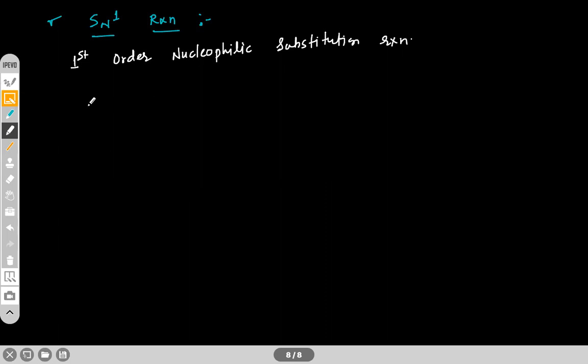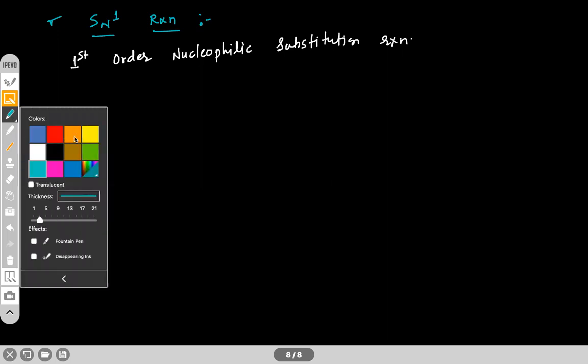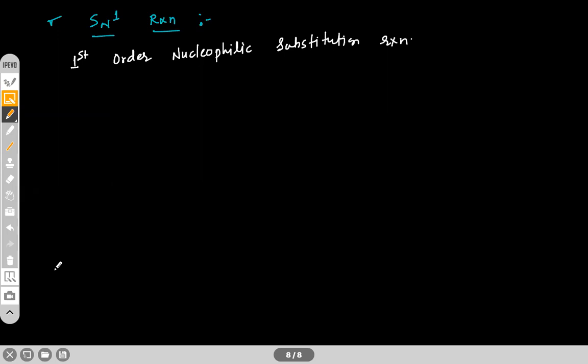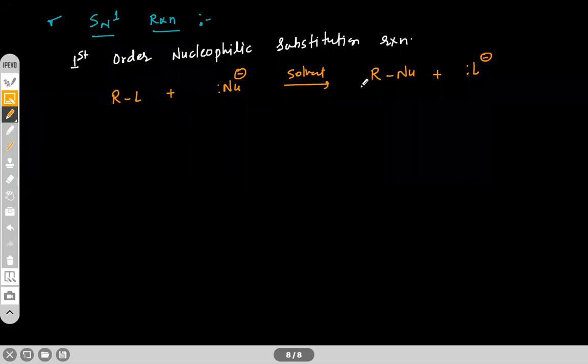The general term is what, if you look at the reaction. It's very important to understand this because both SN1 and SN2 look similar if you do not understand the mechanism. Suppose I take here RL and some nucleophile in presence of solvent, it gives RNu plus L minus. When we start discussing SN2, I'll write down the same reaction. If you do not understand the mechanism, a step-by-step description of a reaction, you won't understand the difference between SN1 and SN2. So let us first understand the various steps involved in this reaction.